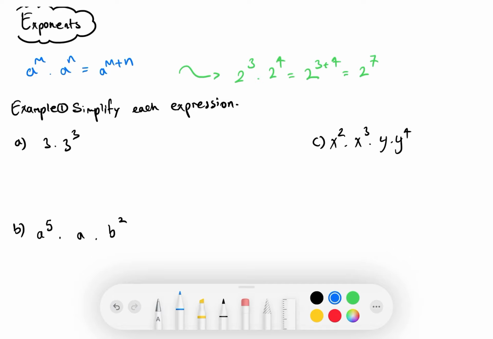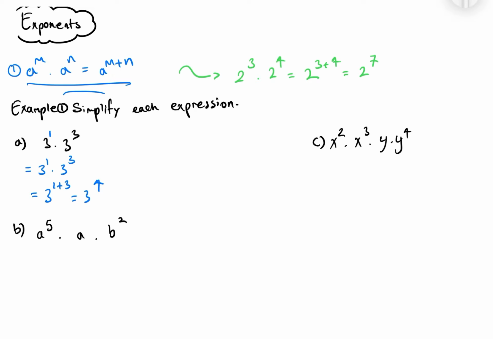Okay, so first of all, when there's no power, that means it's actually being raised to the power of 1. So 3 to the power of 1 times 3 to the power of 3. We just learned that you can add their powers right there. This is rule 1. So you can write this as 3 to the power of 1 plus 3, so 3 to the power of 4. That's the final answer. As for the next one, for B, it says a to the power of 5 times a times b to the power of 2.